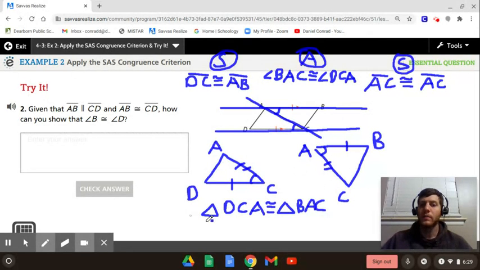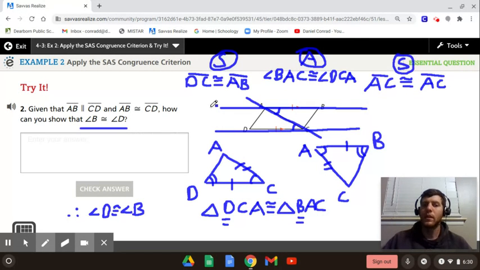Okay. And since those triangles are congruent, we know the corresponding parts are congruent. So we can say that angle B here is going to be congruent with angle D, because we know the triangles are congruent, and therefore the corresponding parts are congruent. So angle D here would be congruent to angle B. So therefore, angle D is congruent to angle B.